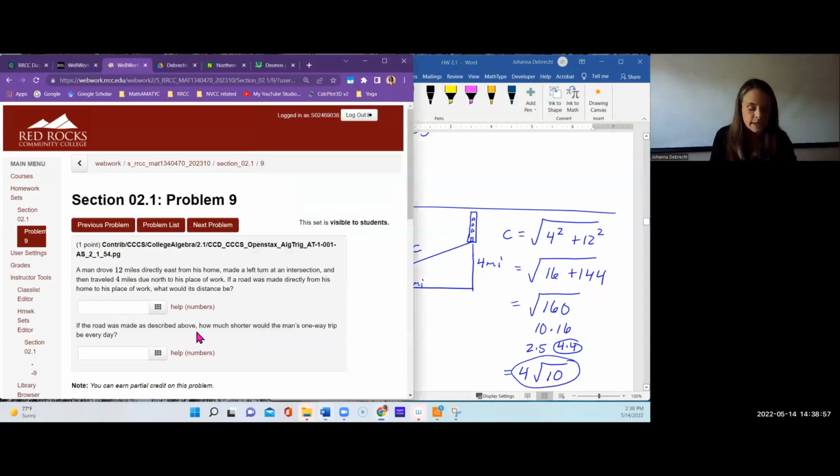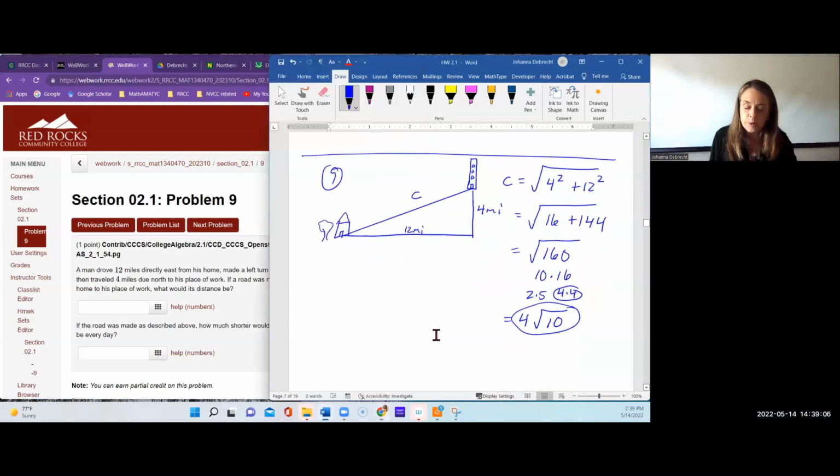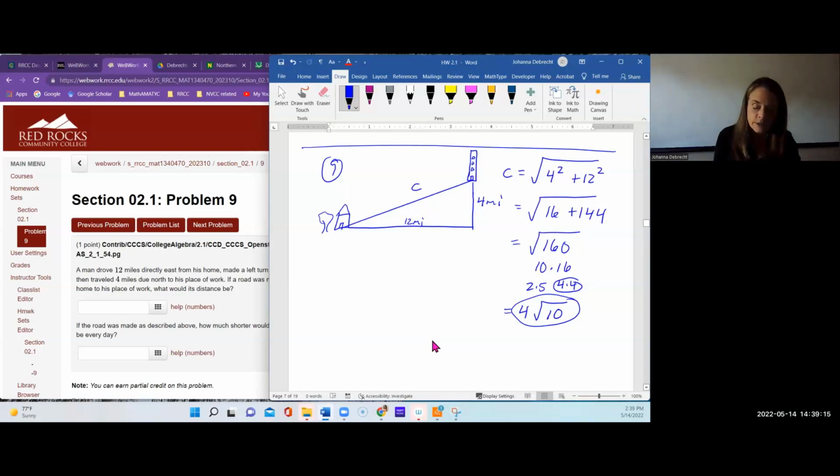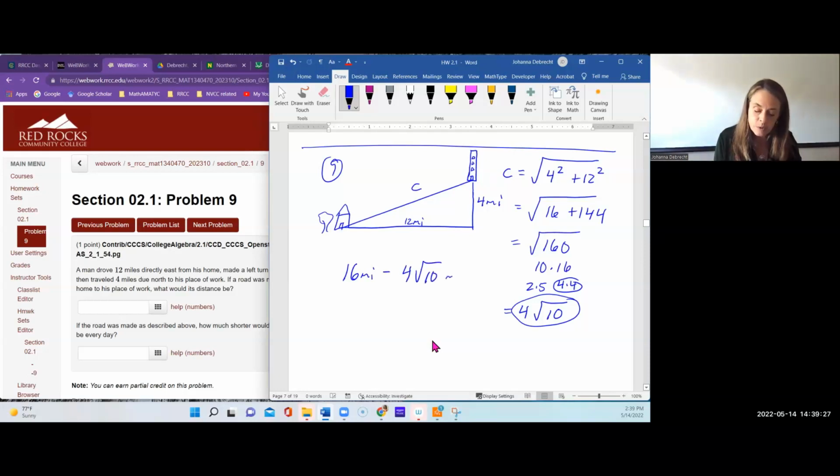If the road was made as described above, how much shorter would the man's one-way trip be every day? How much shorter? Well, that would be the difference between what he's driving now and what it would be if there was a road directly there. This is the road directly there, and what he's driving now is 12 miles plus another 4 miles, so he's driving 16 miles. If we took 16 and subtracted the 4 square roots of 10, that would tell us how much shorter his drive is.